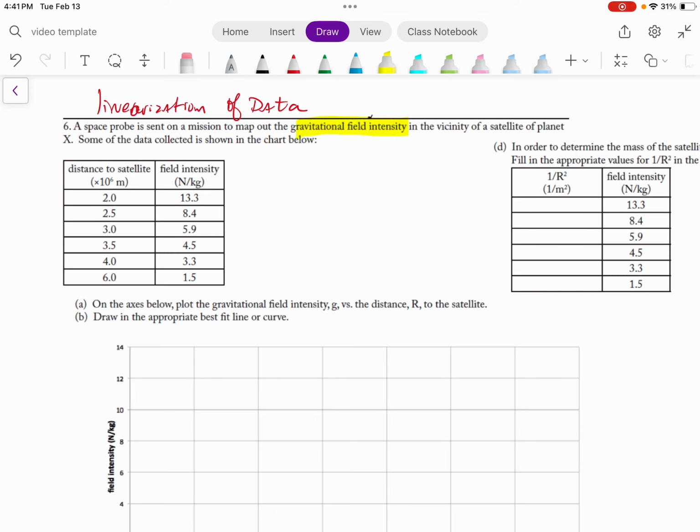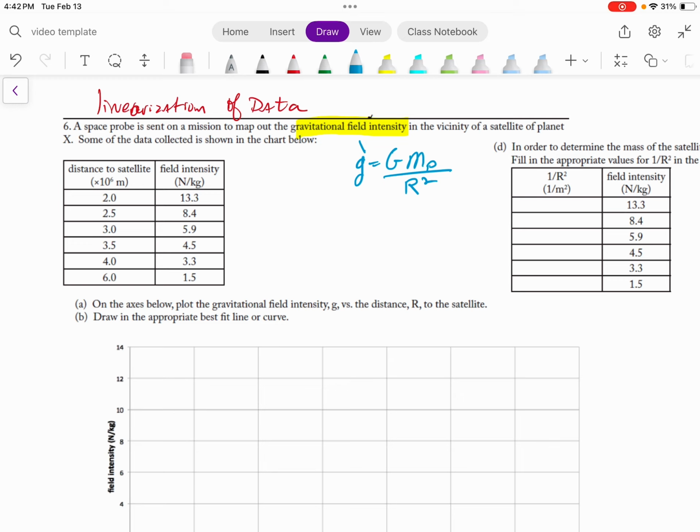So what's the equation for that? That is g equals big G, universal gravitational constant, 6.67 times 10 to the negative 11, times the mass of whatever the object or planet that's causing that gravitational field, divided by the distance away from the center of mass squared.